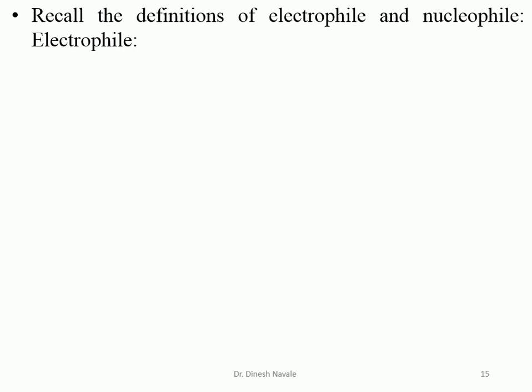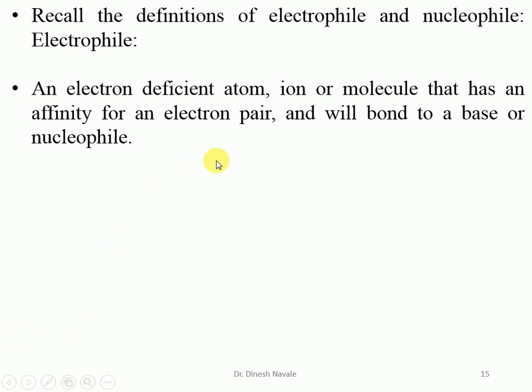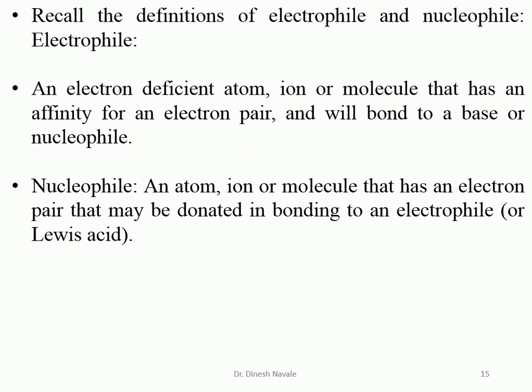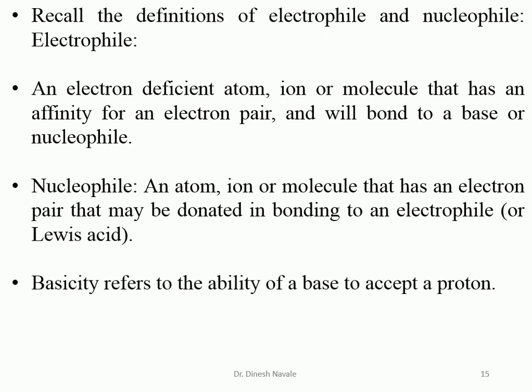If we recall the definition of the electrophile and nucleophile, an electron deficient atom, ion or molecule that has an electron affinity for an electron pair will be termed an electrophile, and will be bonded to a base or the nucleophile. So that means the electron deficient atom will be the electrophilic center. A nucleophile is an atom, ion, or molecule that has an electron pair that may be donated in bonding to an electrophile or a Lewis acid. Basicity refers to the ability of a base to accept a proton.